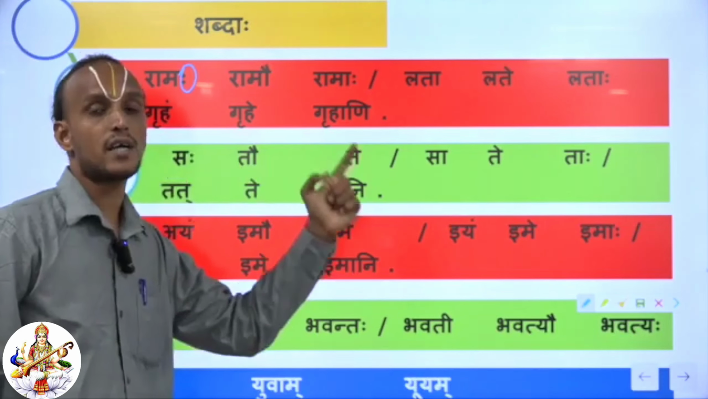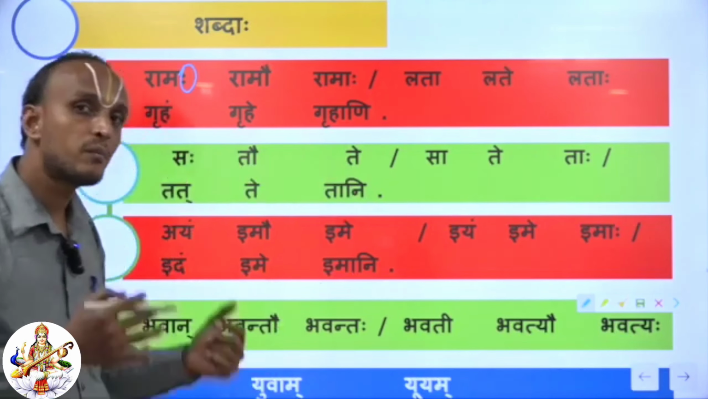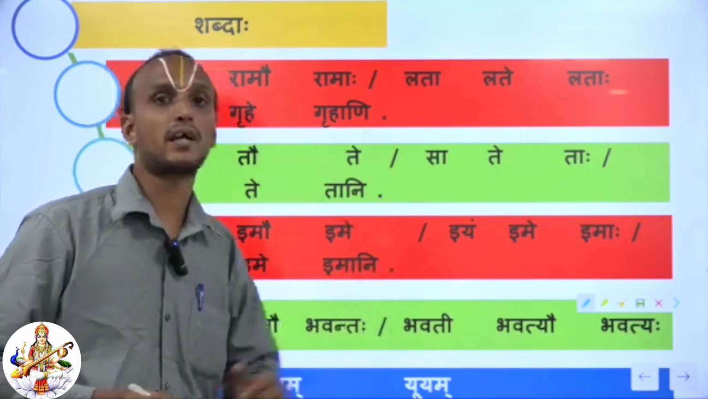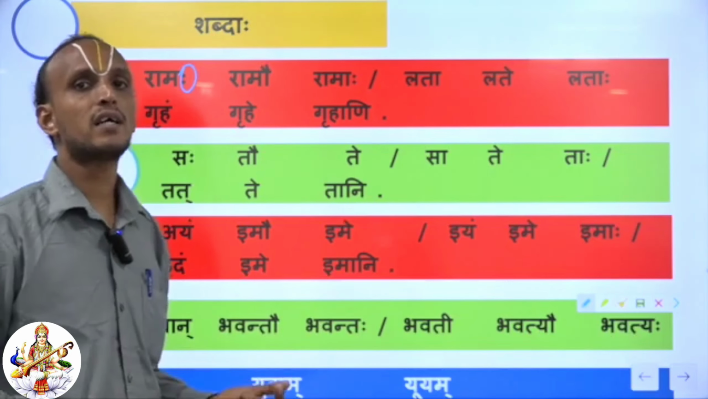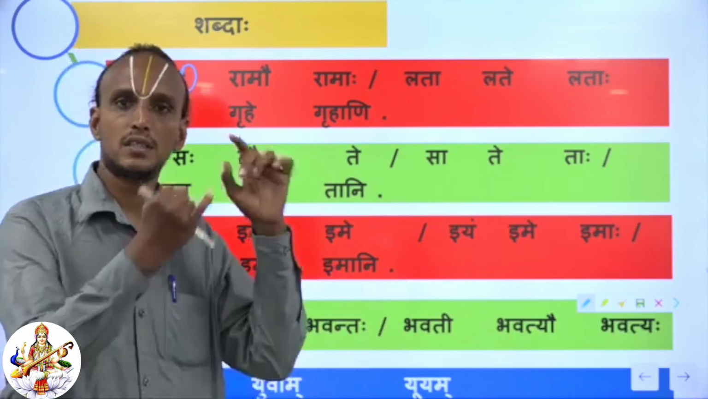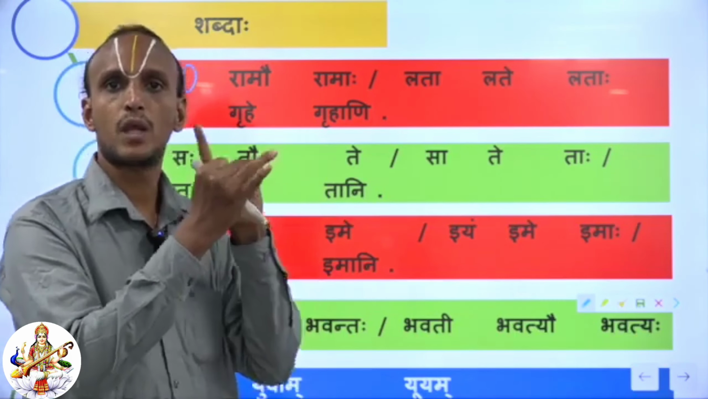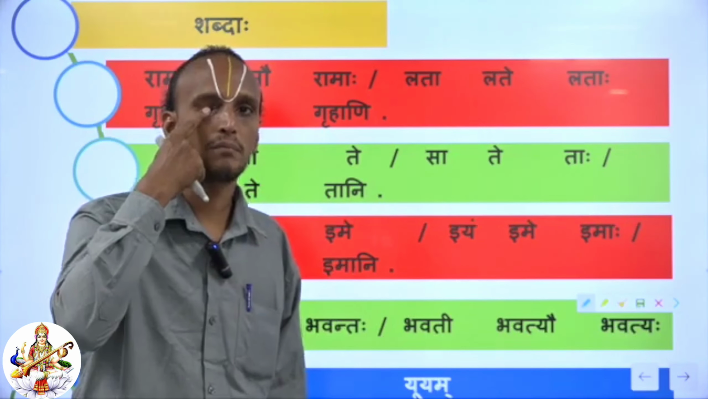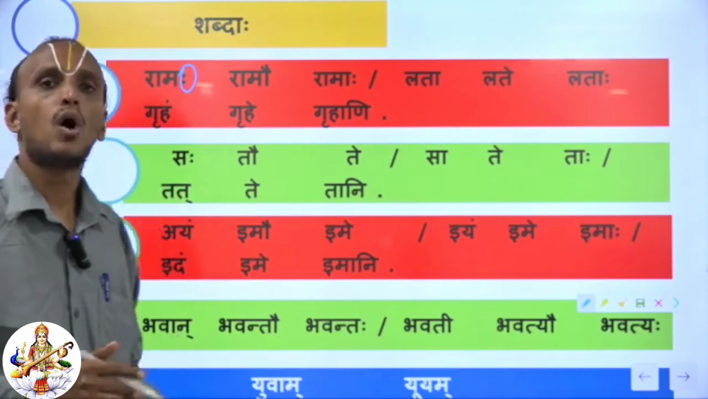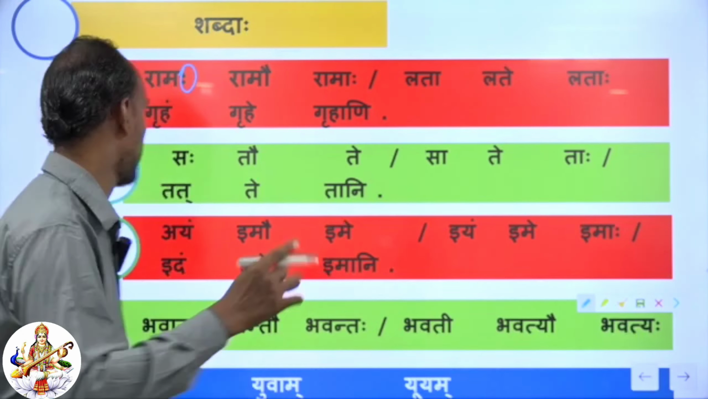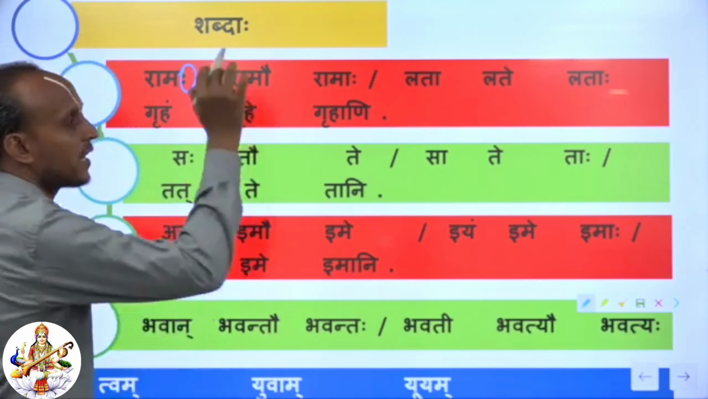Griham, Grihe, Grihani. Griham means what? House, right? It belongs to Napumsakalingaha. Why? Because the word ends with am pronunciation. Dhanam, Vanam, Pushpam, Phalam, Griham, Netram, Nayanam. All these words belong to Napumsakalingaha. See here. Griham, Grihe, Grihani.